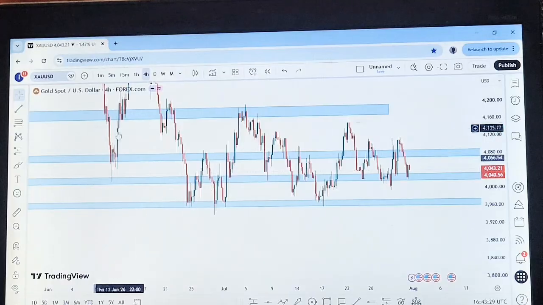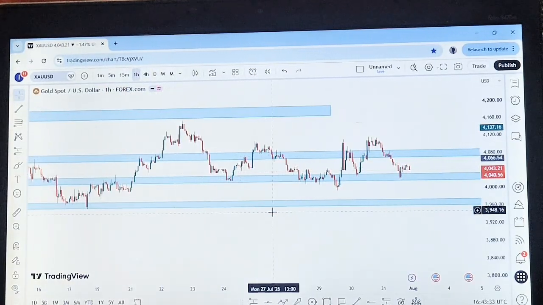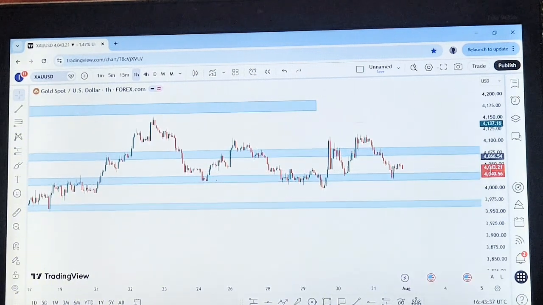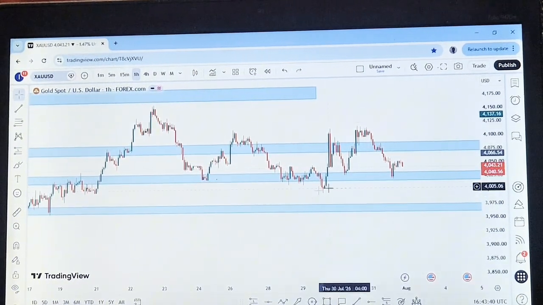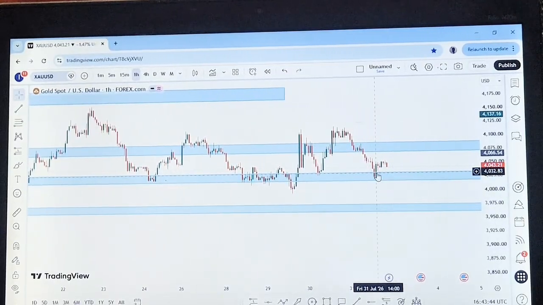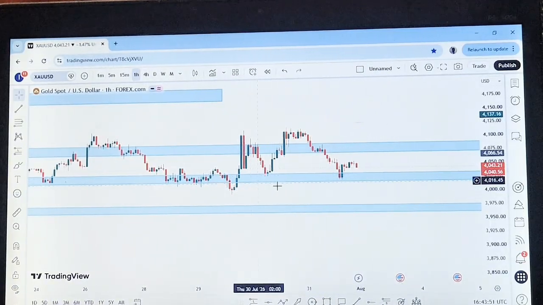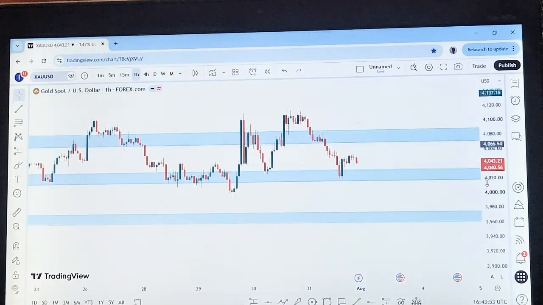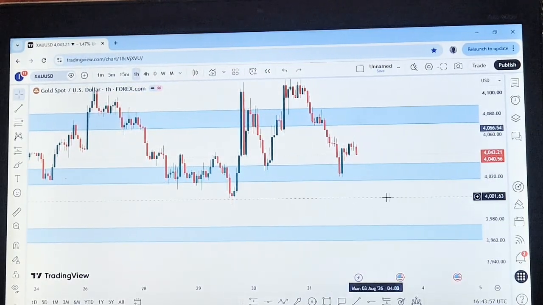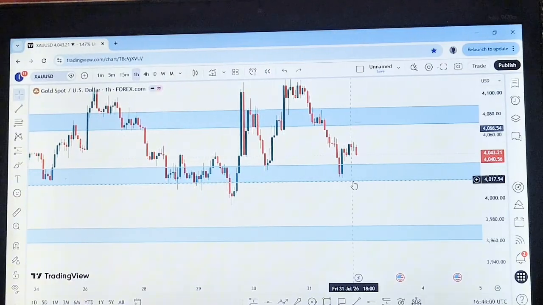So on the 1 hour time frame, I see what the price is doing, right? Under this level, I wait for the market. Understand this: I wait for the market to come to my levels. So once the market gets to my level, I'm now looking for that opportunity.